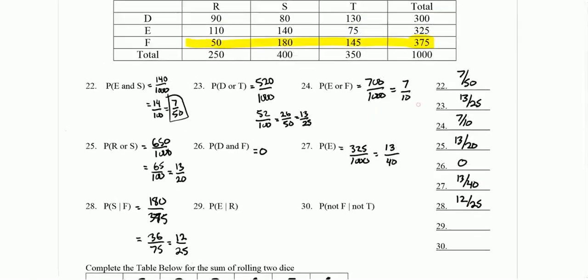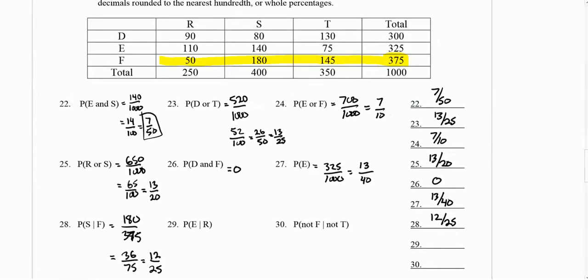Number 29, we're looking for the probability of E happens given that R happens. So we're looking only at column R. Column R, we have totals 250, so that's our denominator. And just in that, 110 belong to E. Divide top and bottom by 10, you get 11 out of 25. And that's our answer.